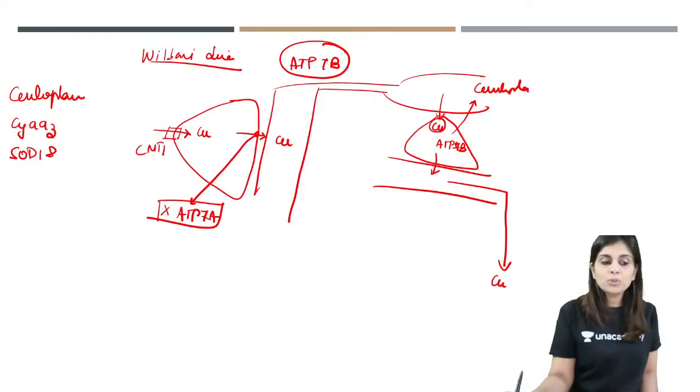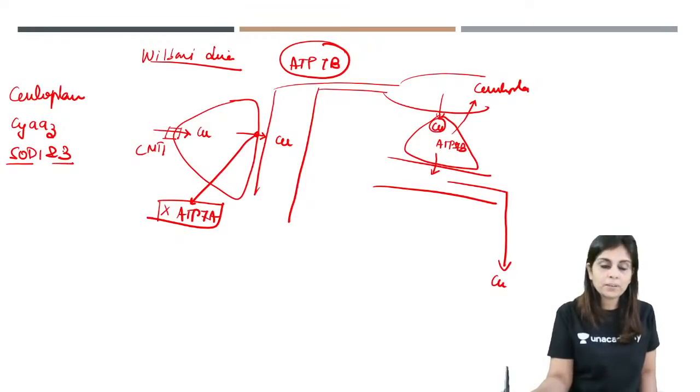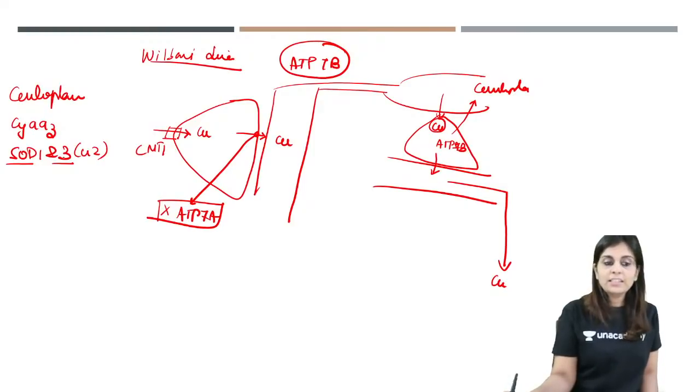Superoxide dismutase 1 and 3: both need copper. They need copper and zinc. So it's needed for superoxide dismutase 1 and 3. And then lysyl oxidase.